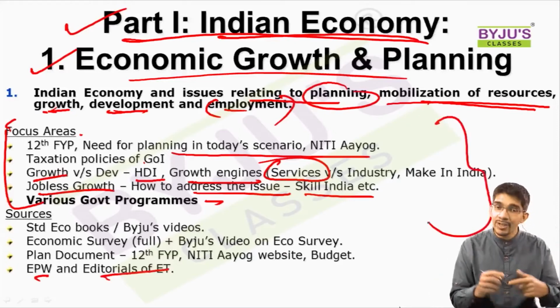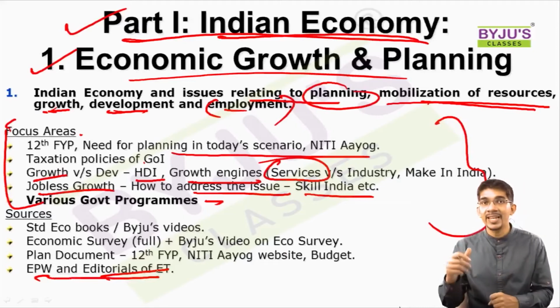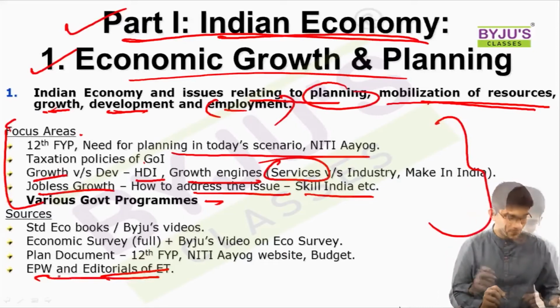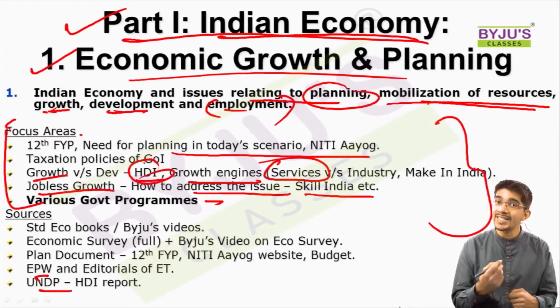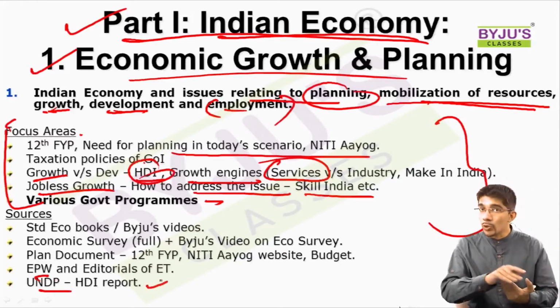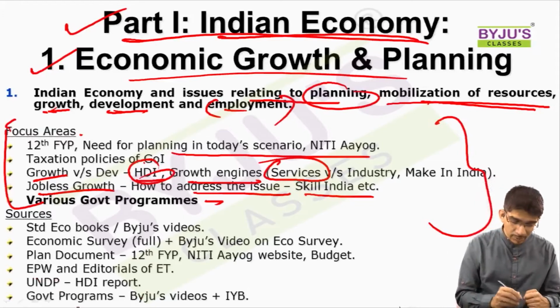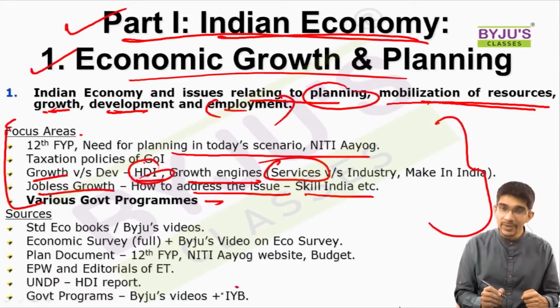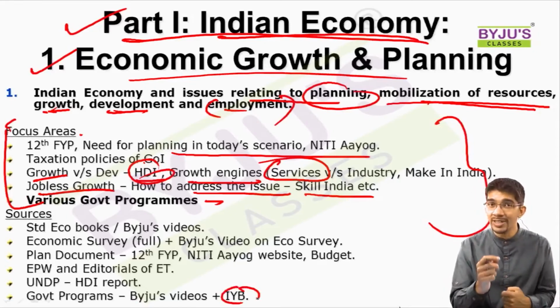Now these will focus on the focus areas. So because of that, we'll be able to directly get analysis on the focus areas from these sources. And on HDI and development, we can look at UNDP Human Development Index reports, and they will be giving an analysis on growth versus development. That also becomes an important source. And as we discussed, for government programs, we have India Yearbook, which is an important source. As we go through the rest of our discussion, we'll see how important India Yearbook is.